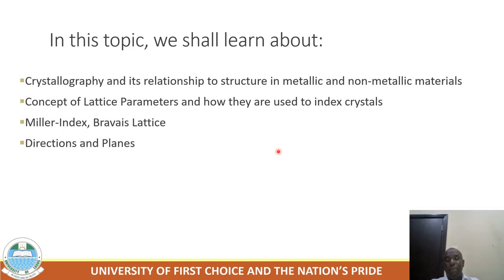In this topic one, which is about basic structures of materials, we shall learn about crystallography and its relationship to structure in metallic and non-metallic materials. Why do these materials behave the way they do? This will take us to the concept of lattice parameters: what are they and how are they used to index crystals? We will then go on to Miller index, Bravais lattice, and we wrap up the topic by looking at directions and planes with regards to structure of materials.